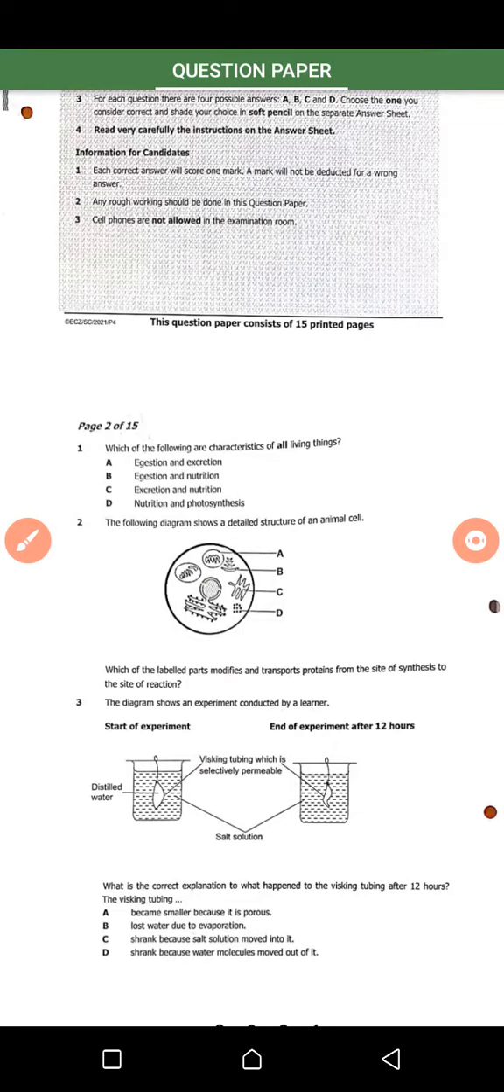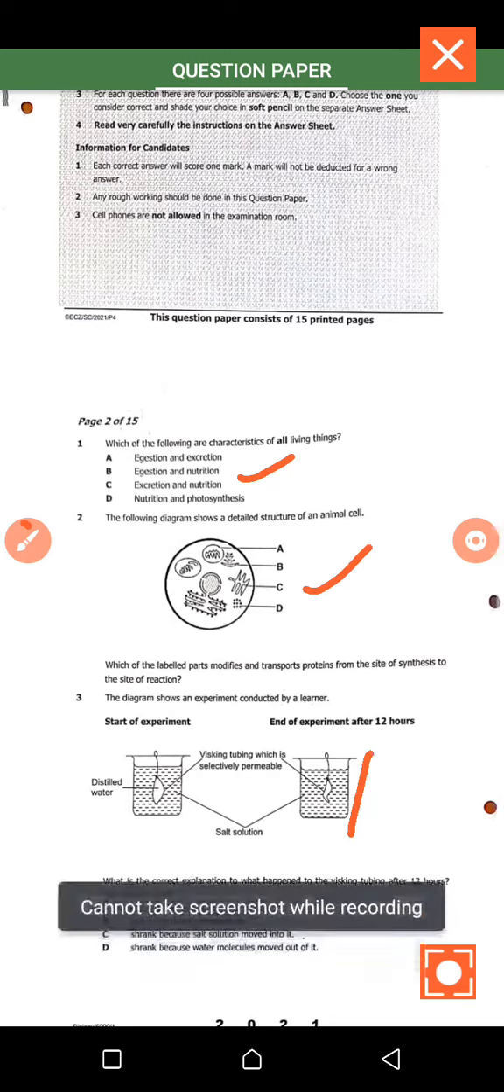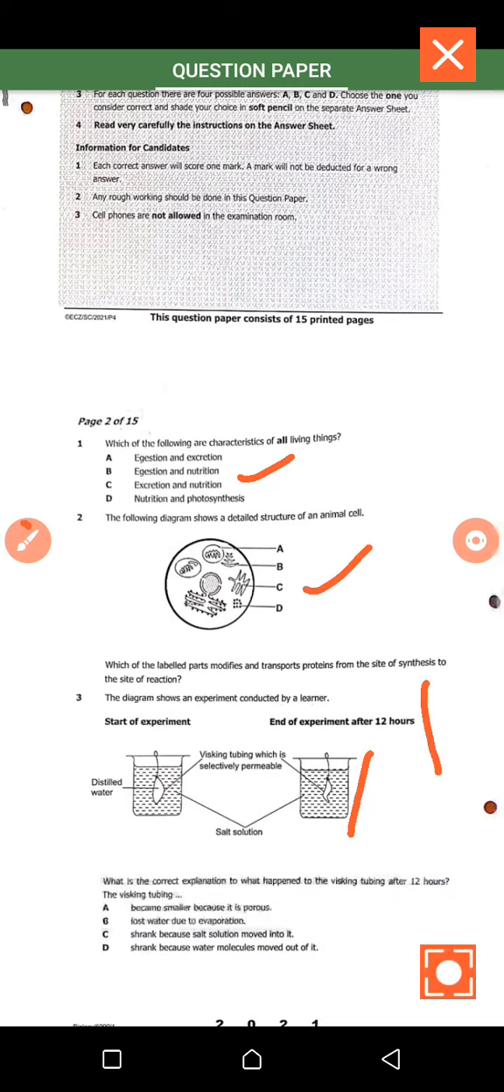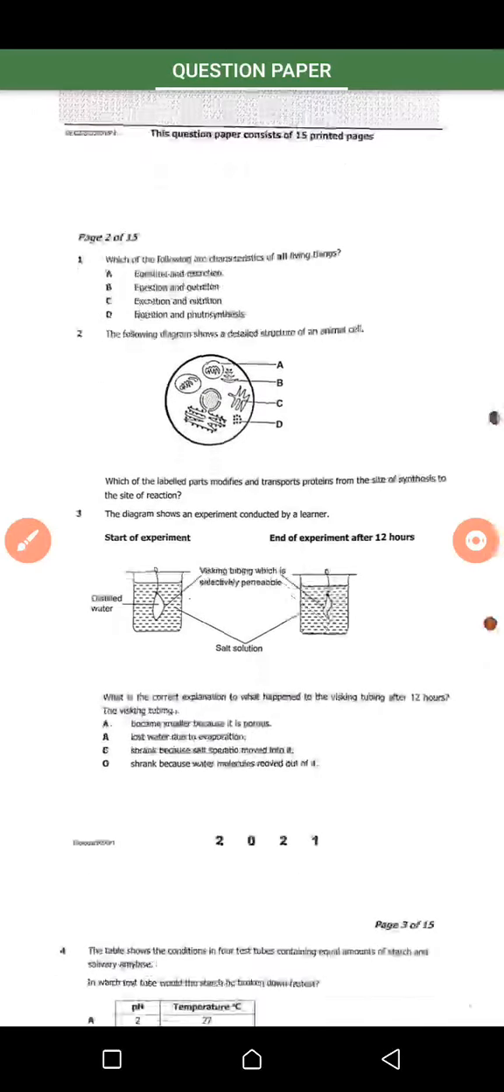Okay, so what did we say here? I'll mark these answers for you. It was excretion and nutrition, and here we are saying it is C. Then we go to 3.